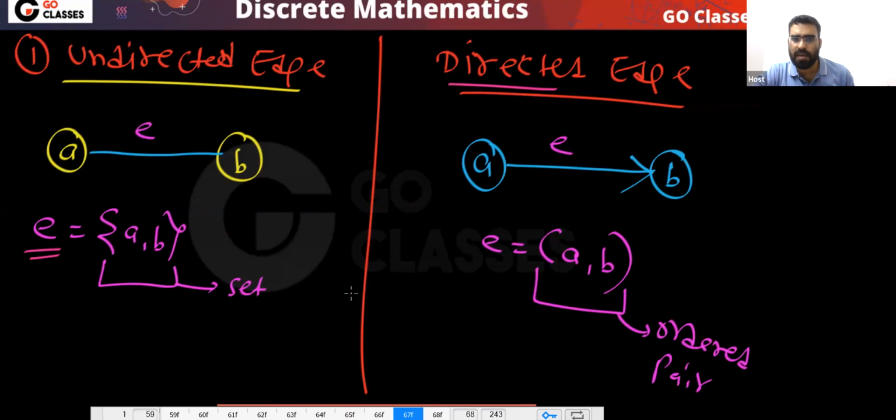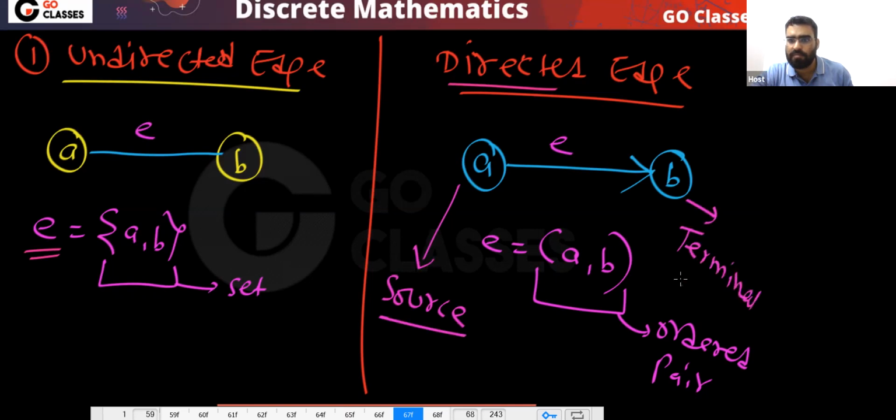Okay, very simple. In this directed edge, this is called the initial, or the source, because the edge is from a to b. And this is called the terminal, or destination, because you are going from a to b. So a is called the source, and b is called the terminal or destination node. And here, a, b, these are the endpoints of e.